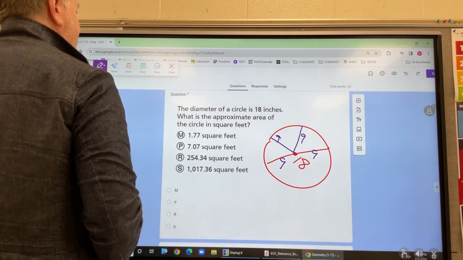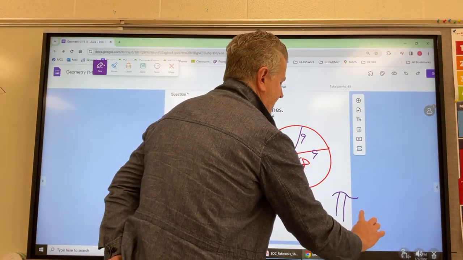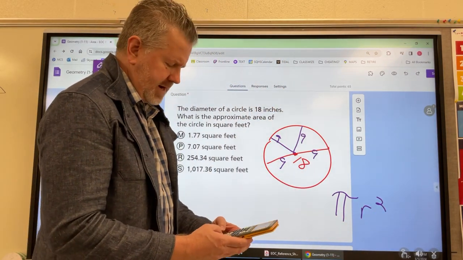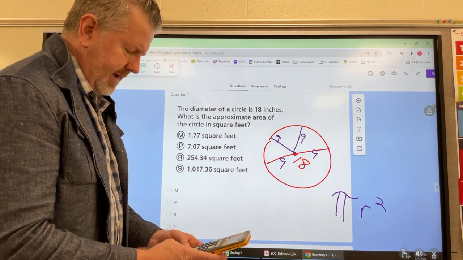9 inches. What's the approximate area of the circle? So we're going to use our 9. They're asking area. That's pi r squared. So we're going to use our 9. 9 squared is 81. 81 times pi. Pi is not in here, so we are multiplying by pi.